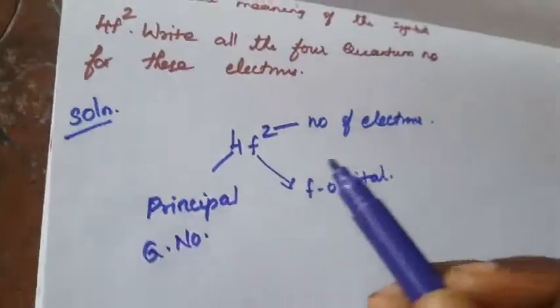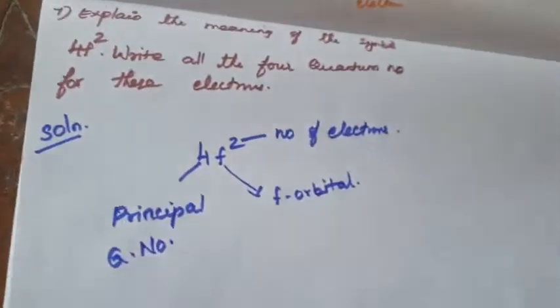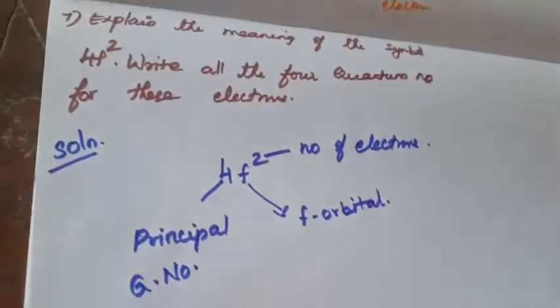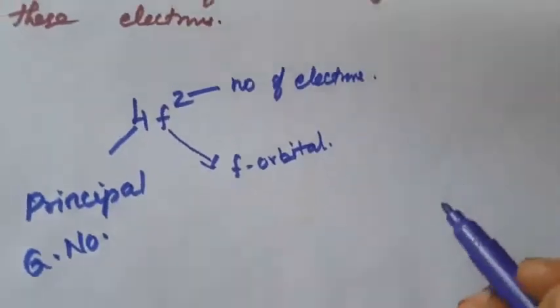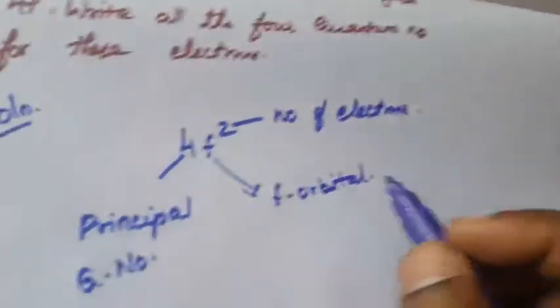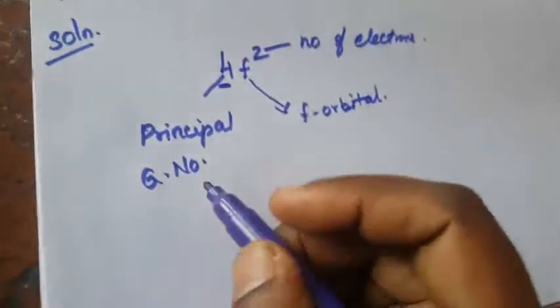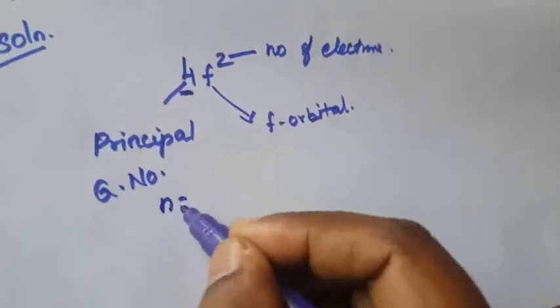Okay, n is equal to 4, that is the principal quantum number. Using this value, how can you write the 4 quantum numbers? So how to write? First you write n is equal to, what is n? This number exists as the principal quantum number, n is equal to 4.